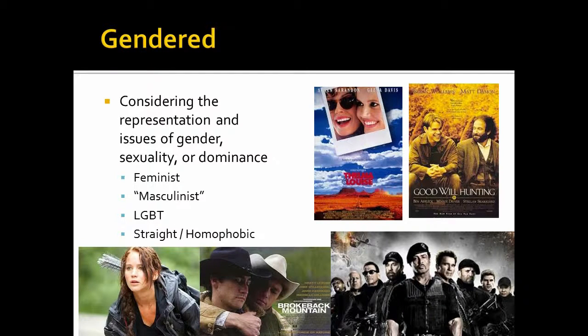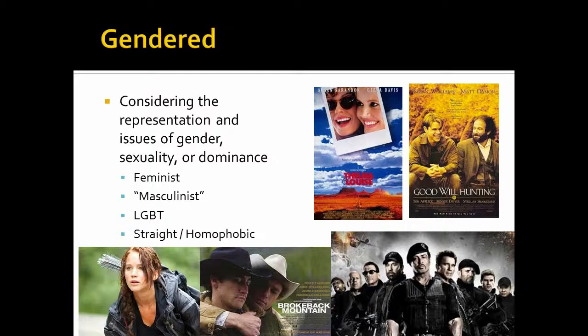Gender readings. If we consider the different representations of gender, of sexuality, of who's dominant in a film, then we get different meanings. So we can have feminist meanings that focus on women and women's roles. We can have masculine readings that focus on the role of men.